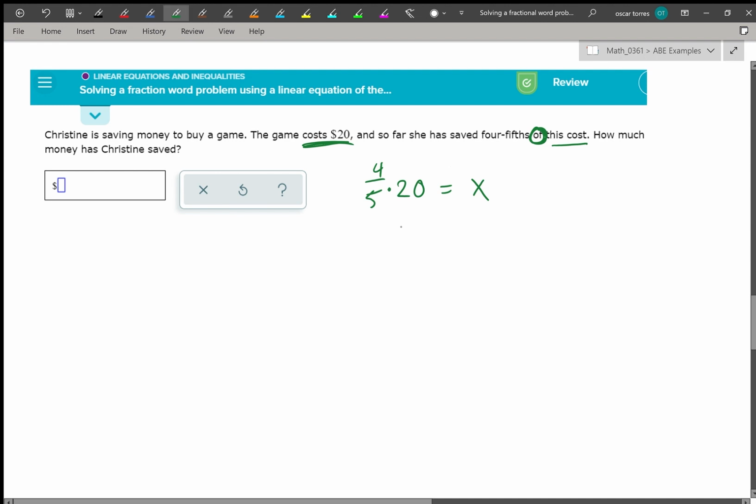And the only thing left is to actually work it out. In this case, the x is already by itself, right? We don't need to do anything with the x. All we need to do is multiply these two values together. So we can think of 20 as 20 over 1, and we can multiply these fractions together. 4 times 20 is 80. 5 times 1 is 5. So we end up with 80 over 5. If we divide it, 5 goes into 80 16 times. So we get 16 as our final answer. So the total amount of money that she saved is $16.